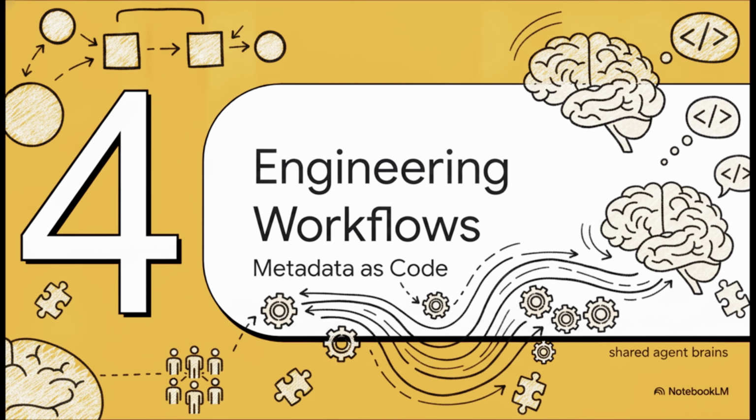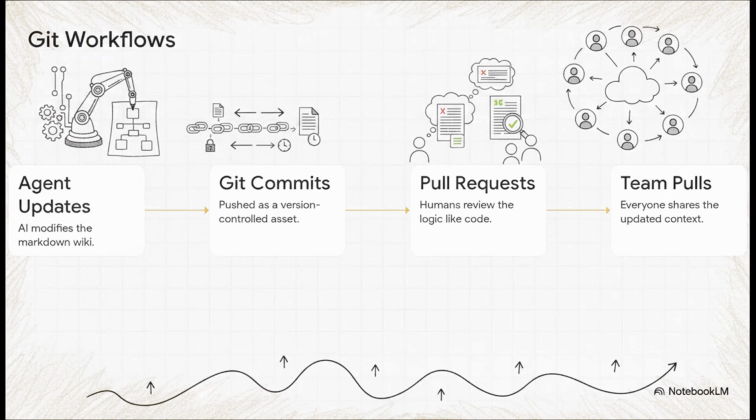Let's explore how this fundamentally changes team collaboration on shared agent brains. Treating metadata as code means we get to integrate OKF directly into our existing CI/CD pipelines. This gives us a beautiful, version-controlled history of our company's intelligence. Since OKF is just text, it lives perfectly inside a Git repo.